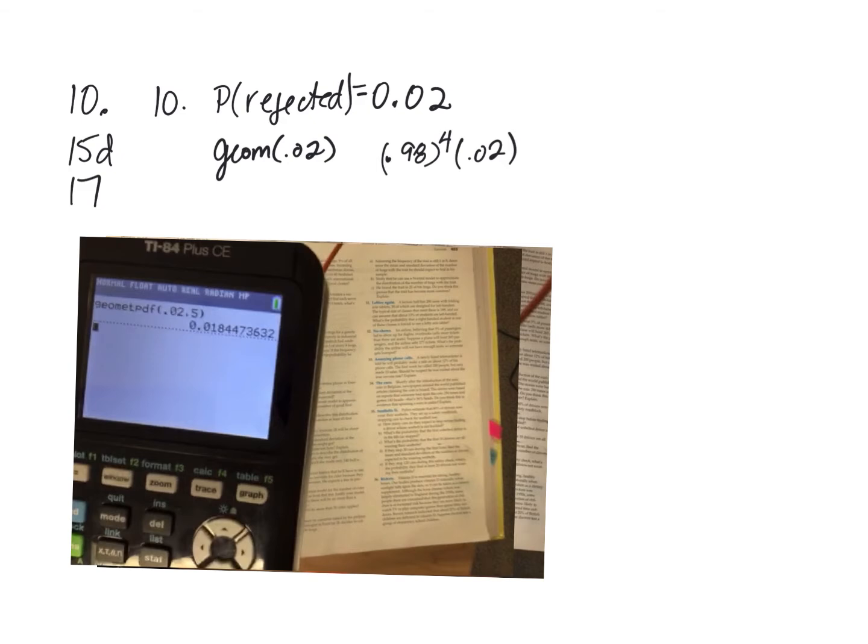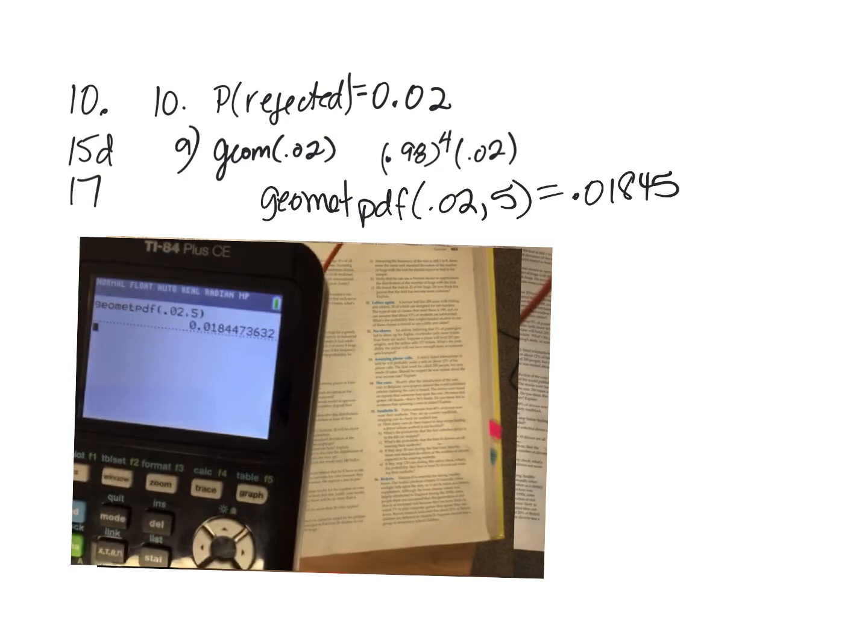So in the calculator, we have geomet PDF 0.02, 5, and that was 0.01845. Okay, so that was A. This is how to do it by hand, and then there's your calculator. But that's what the calculator does for you.